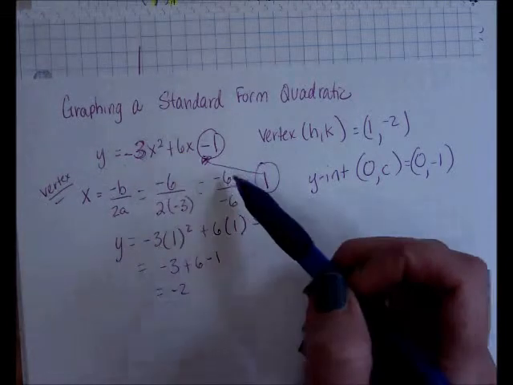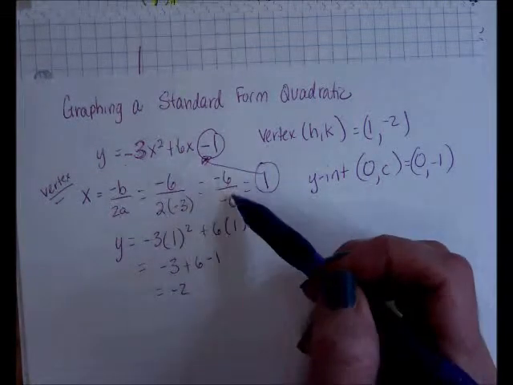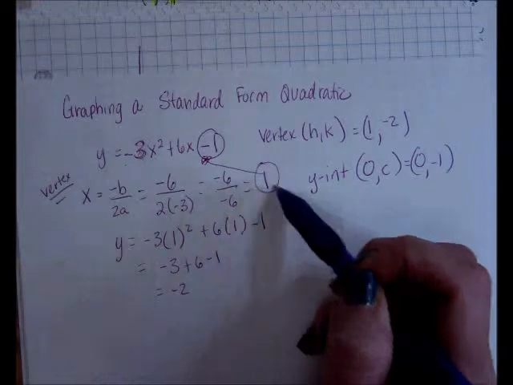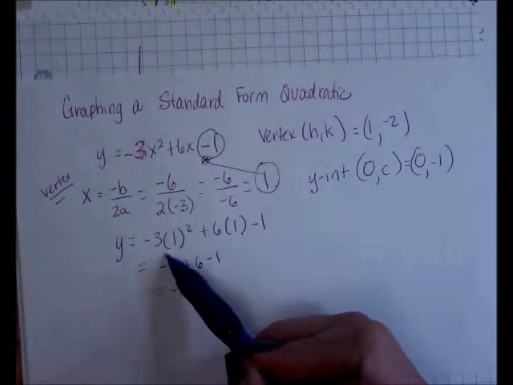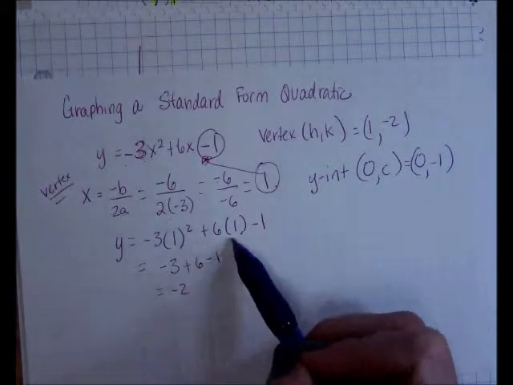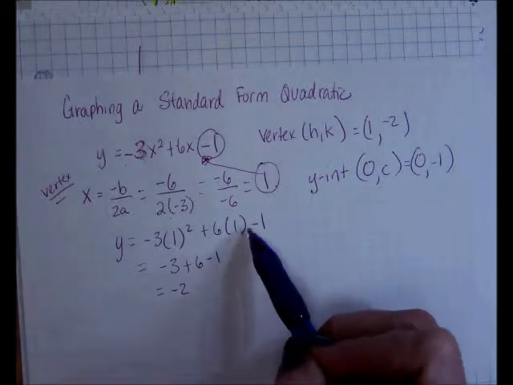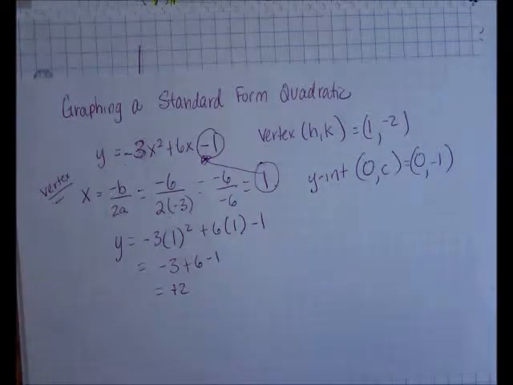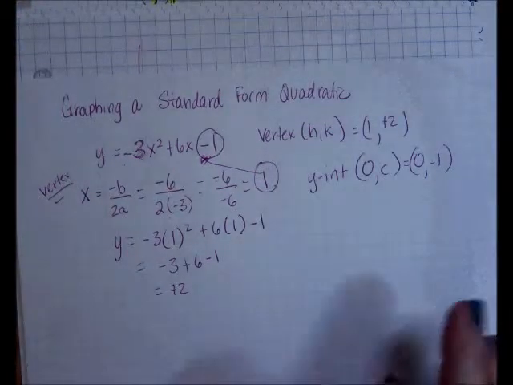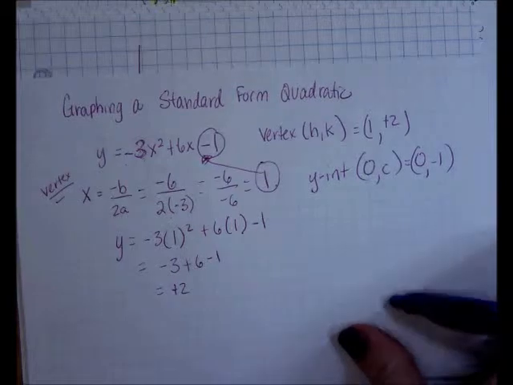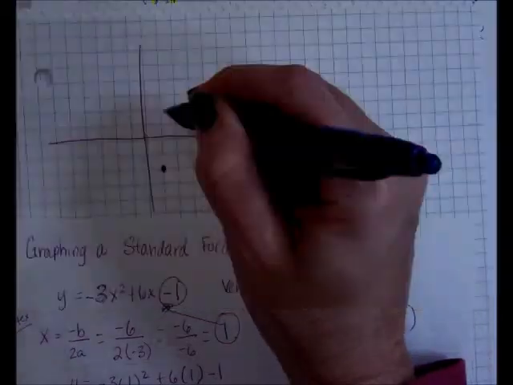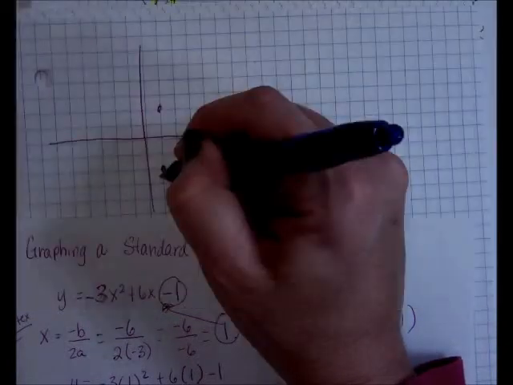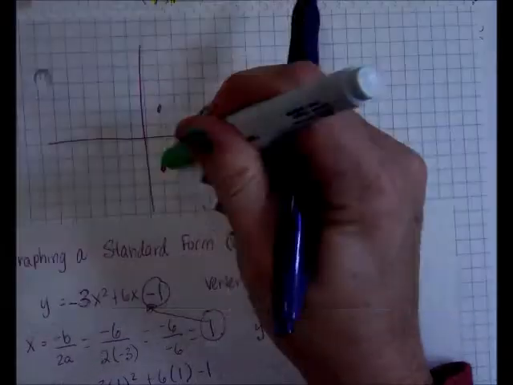So in my original, I have the opposite of b over 2 times negative 3, so that is going to be 1. Then when I plug this into the equation, I'm going to have negative 3 plus 6, which is positive 3, minus 1, which is positive 2. So I knew something was incorrect. So my vertex is not going to be (1, negative 2), it's going to be (1, positive 2). So that's how you make sure that you are getting it the right way.